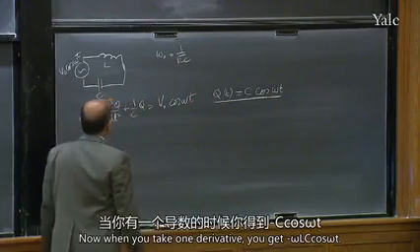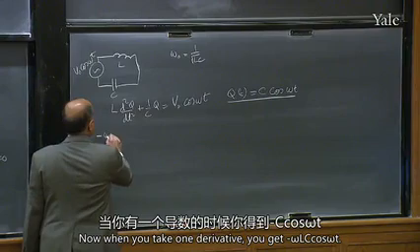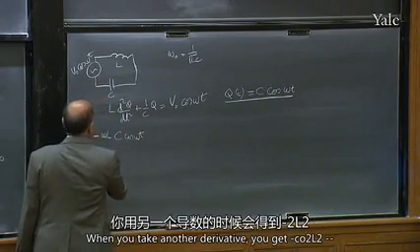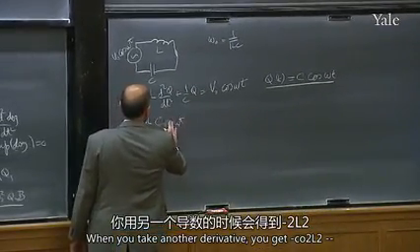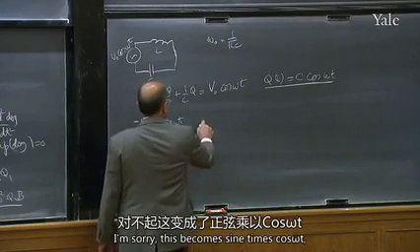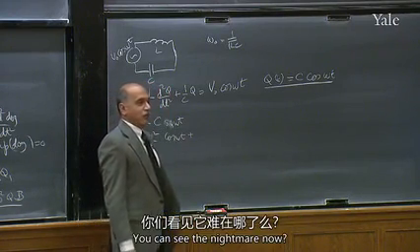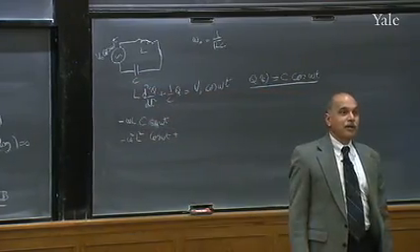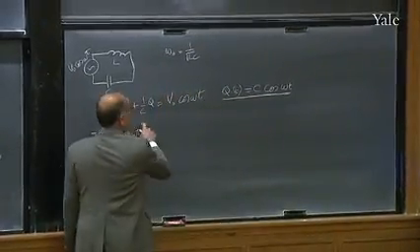See what happens now. When you take one derivative, you get minus omega L c cosine omega t. When you take another derivative, you get minus omega square L square. I'm sorry, this becomes sine times cosine omega t. And this one is just, oh my God, this is my nightmare. You can see the nightmare now? How many people see the nightmare? Yes? Yes. So I picked that C to be the same as this C.